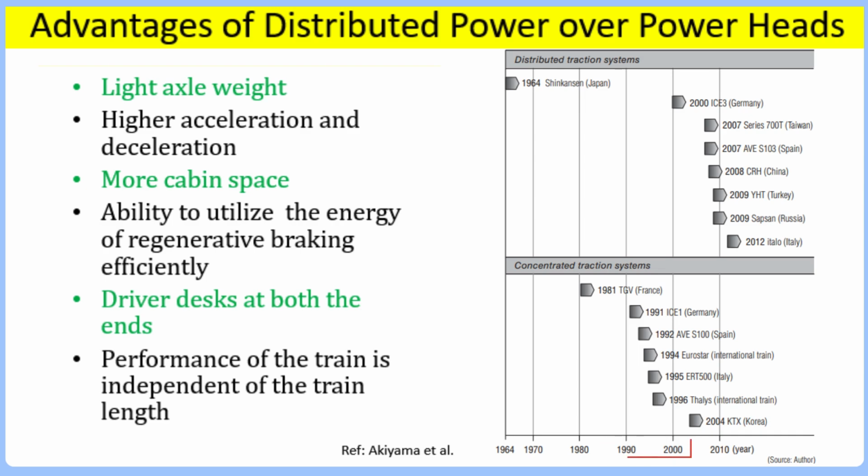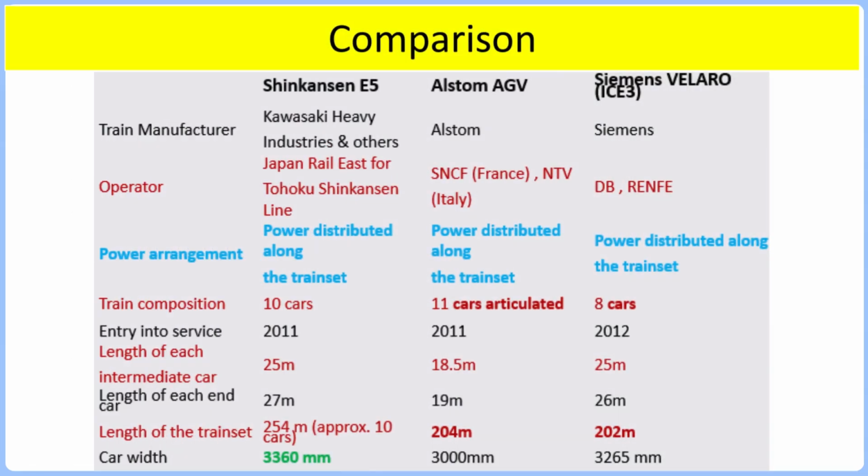Development of AC traction motors and traction converters in the 1990s led to the choice of a distributed power system as a preferred choice. As you can see, almost all the countries implementing high-speed rail after 2000 have used distributed power rolling stock. Hence, the three preferred distributed power-based design options are the Shinkansen E5, Alstom AGV, and Siemens ICE Velaro. A comparison of some important design features is given in the table.